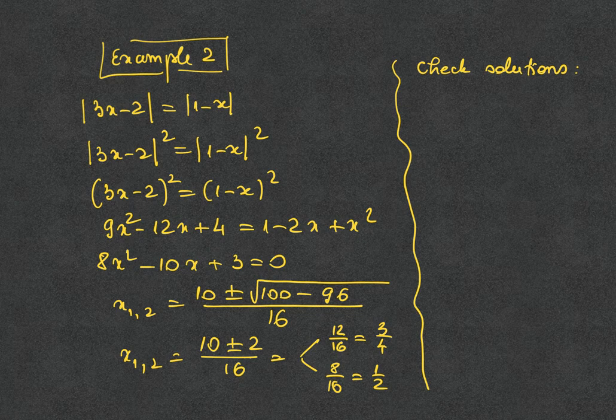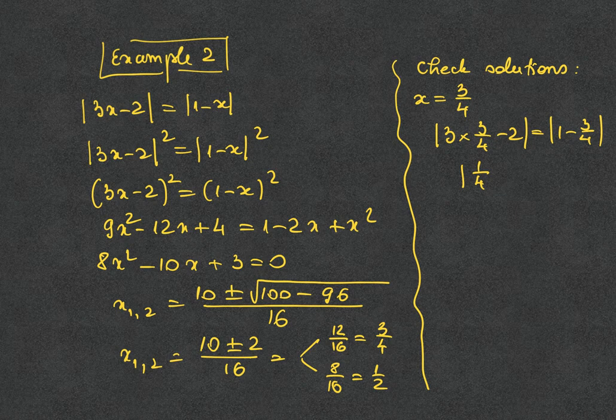So check x equals 3 over 4. 3 times 3 over 4 minus 2. And the left-hand side is 9 over 4 minus 2, which is 1 over 4. Negative 1 over 4. And the right-hand side is 1 over 4, correct? So x equals 3 over 4 is a solution. Check x equals 1 over 2.